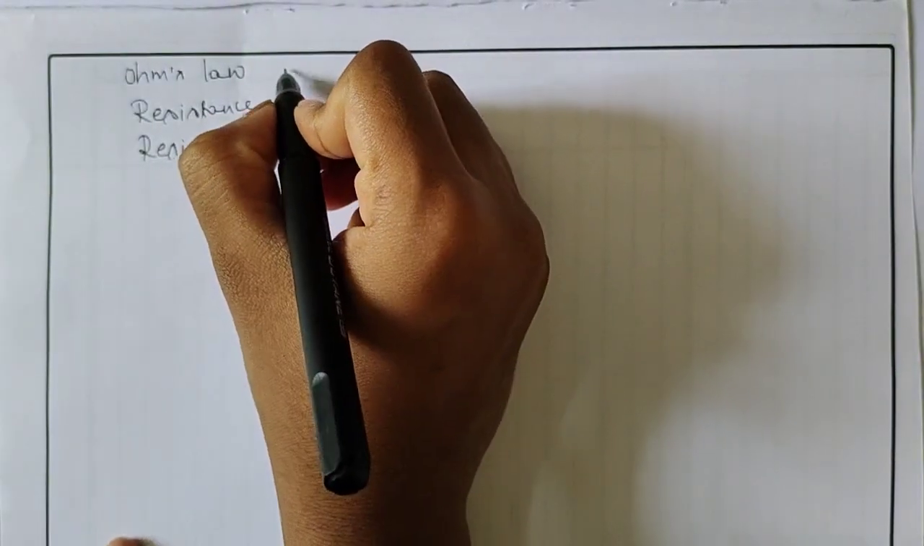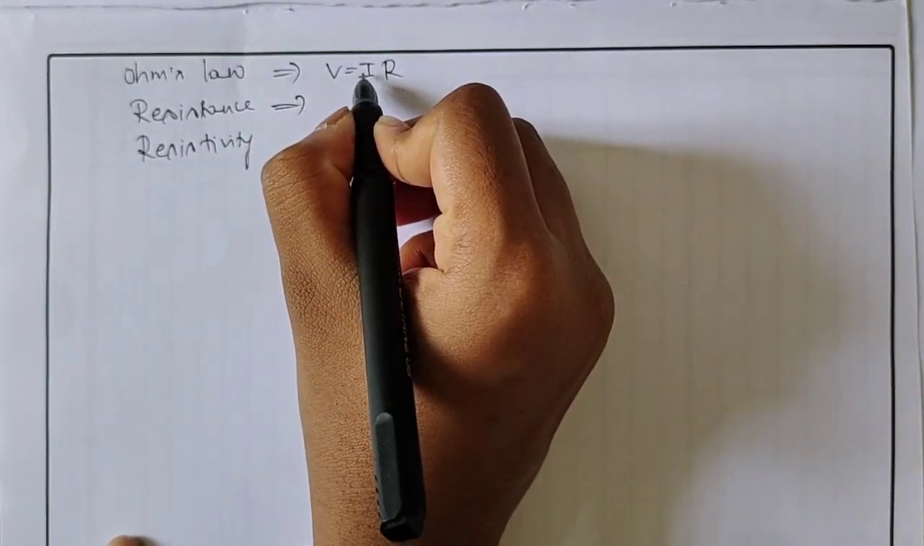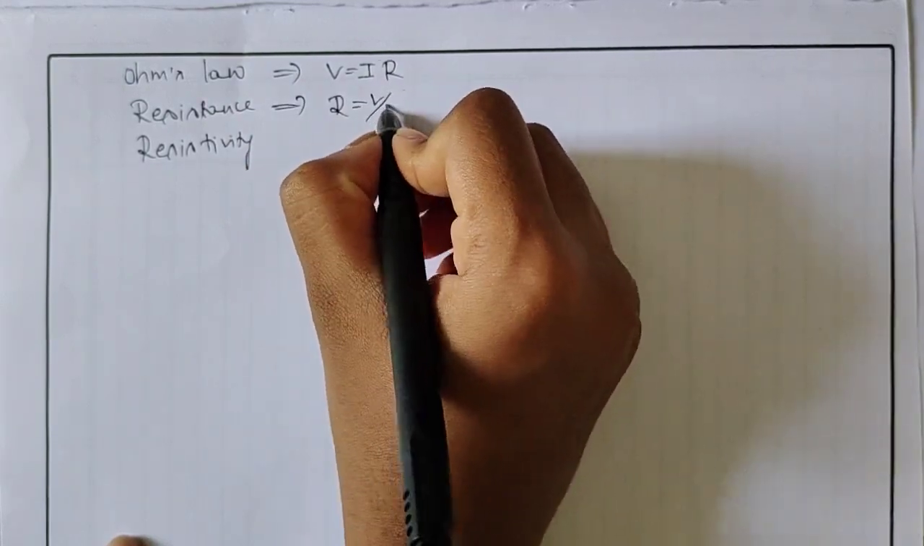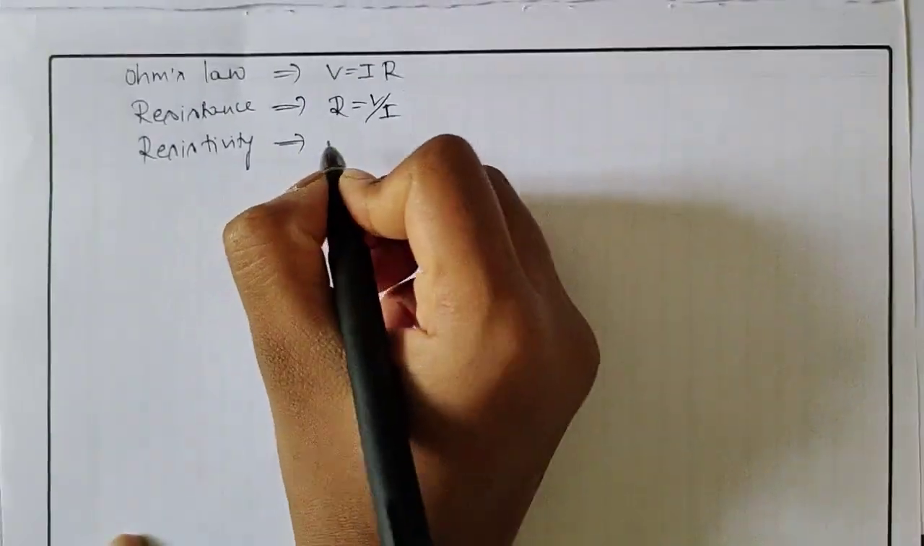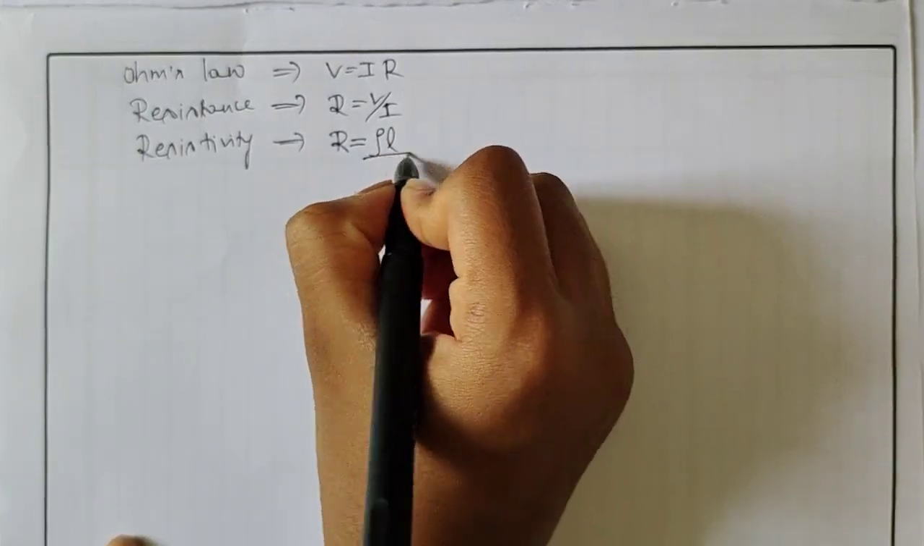Good afternoon, dear students. So, as I told in today's class, we will solve some problems with respect to Ohm's law and resistance and resistivity. So, just recall those formulas. Ohm's law is nothing but what? V is equal to IR. Resistance, just you need to modify the above formula, that is R is equal to V by I. And here that is the resistivity formula, R is equal to rho L by A.